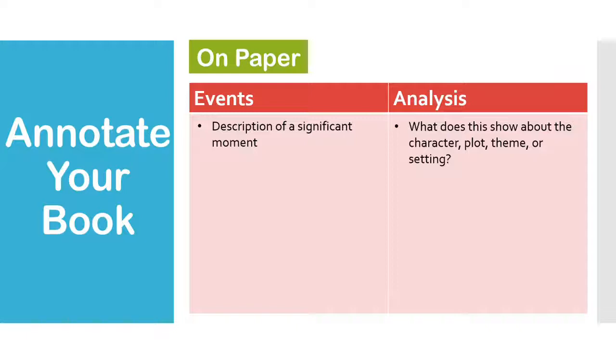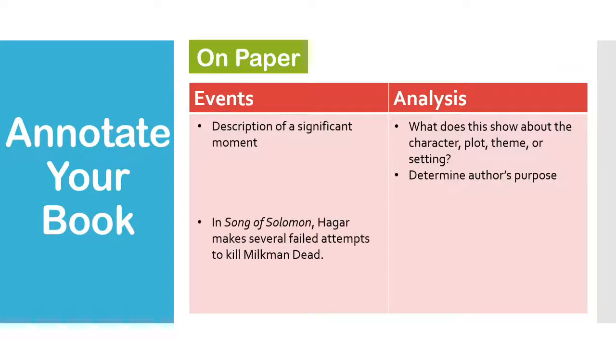Most importantly, you should try to figure out the author's purpose. Why did she decide to include a specific detail in the book? Here's an example. In Song of Solomon by Toni Morrison, Hagar makes several failed attempts to kill Milkman Dead, who is another character. Hagar was Milkman's previous lover, and after Milkman refused to be with her, Hagar's attempts to kill him show her obsessive love.